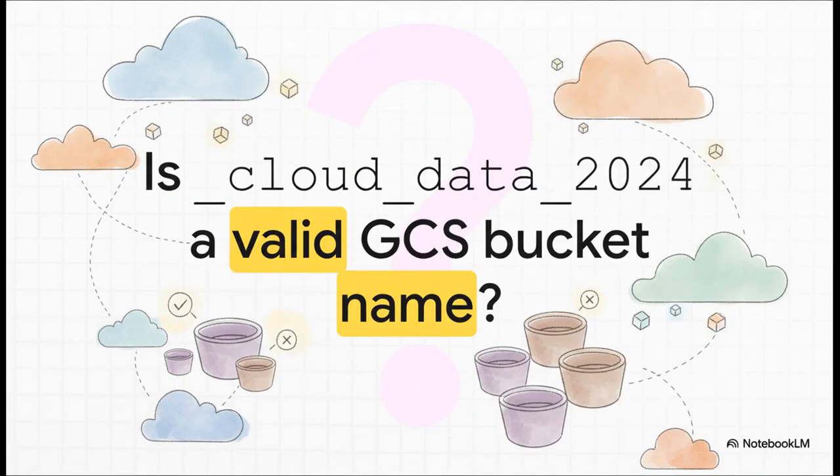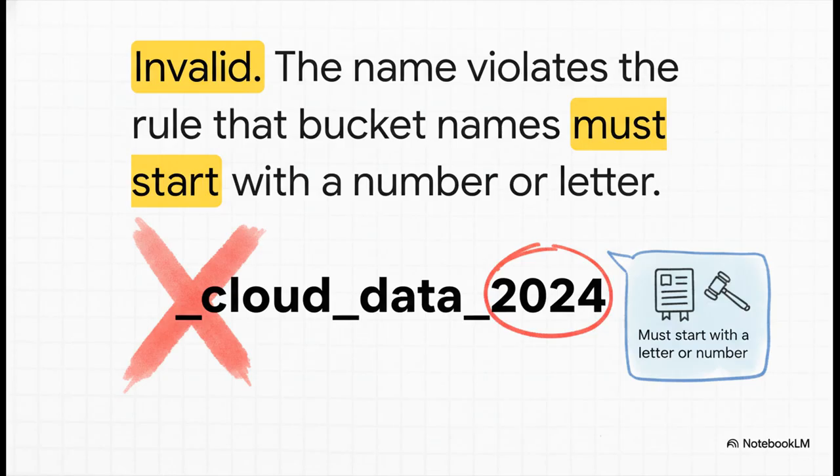All right, quick pop quiz based on what we just learned. Is _cloud_data 2024 a valid GCS bucket name? Just think about it for a second. And the answer is no. It fails the check because it starts with an underscore. That start and end rule is a super common trip up for people just getting started.